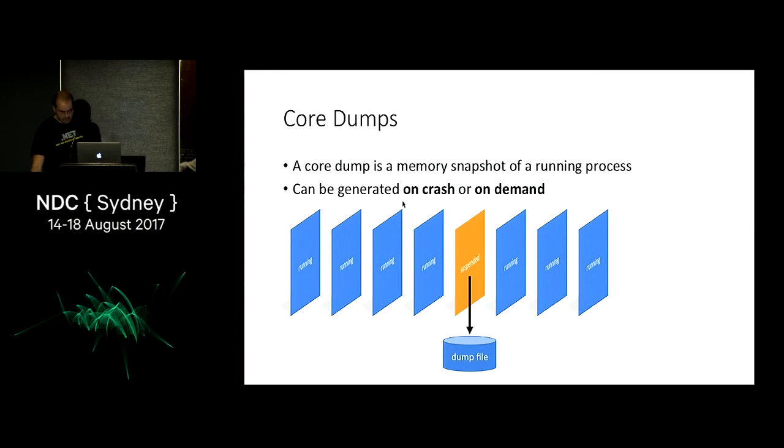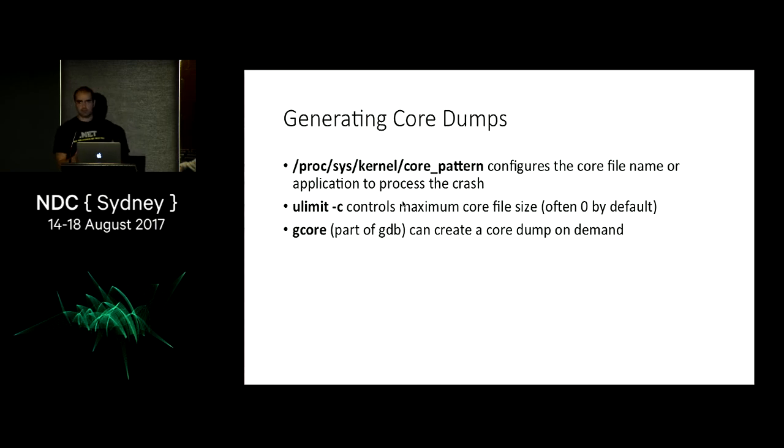Now remember, again, we're dealing with a slightly more production angle than development. So you usually can't attach a debugger in production. You don't usually even have the debugger installed in production. And core dumps are kind of the next best thing. So how to generate core dumps?